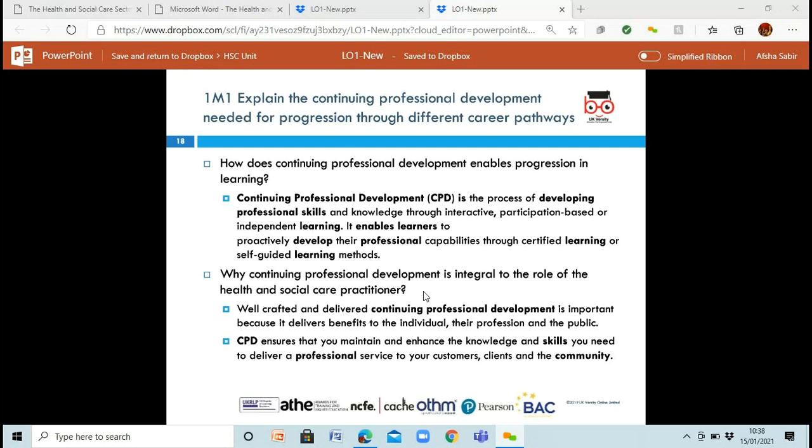And now we've got a question here. Why is continuing professional development integral to the role of health and social care practitioners? From my understanding, this is because we know that taking part in well-crafted CPD has got loads of benefits, not only for yourself, but also for the public, because you're offering a service as health professionals to members of the public and also to your colleagues. You're making sure that you're maintaining and also enhancing your own skills.